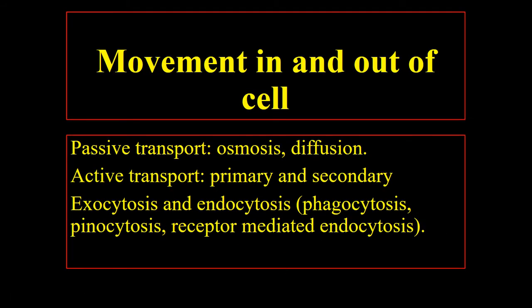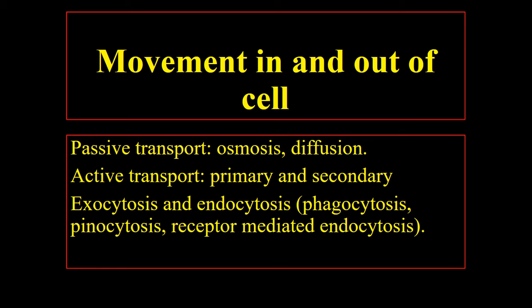The second part of our lecture will be about movement in and out of the cell, or transmembrane transport. As you know, there are two main types of transport. It is passive transport, which includes osmosis and diffusion, and active transport, which can be primary and secondary. Another classification is exocytosis and endocytosis. Endocytosis includes processes such as phagocytosis, pinocytosis, and receptor-mediated endocytosis.